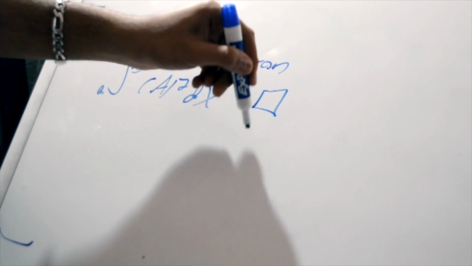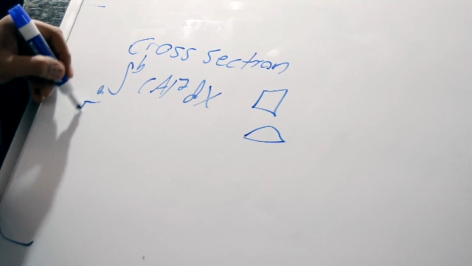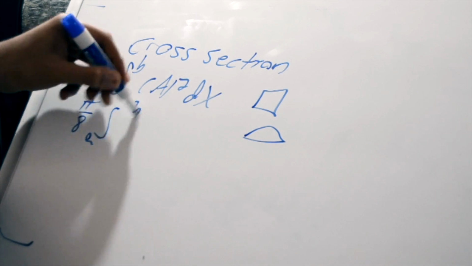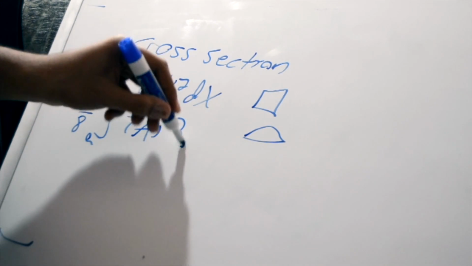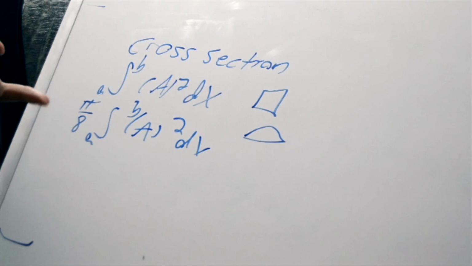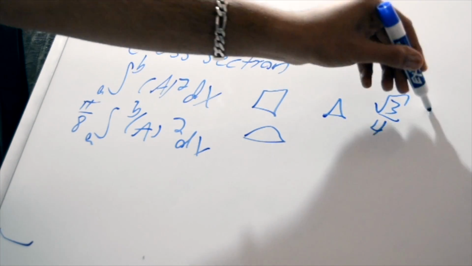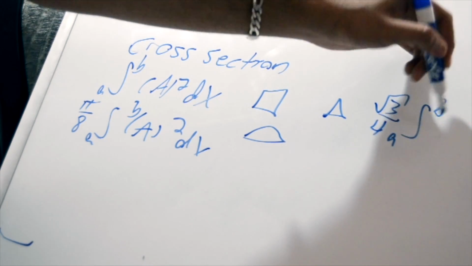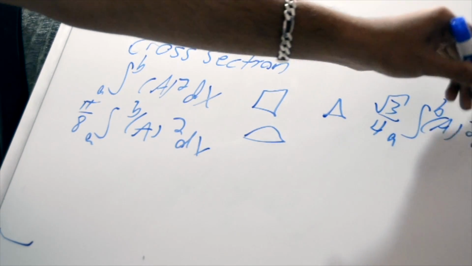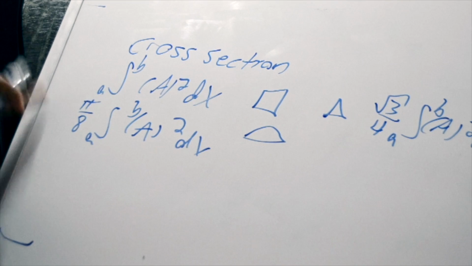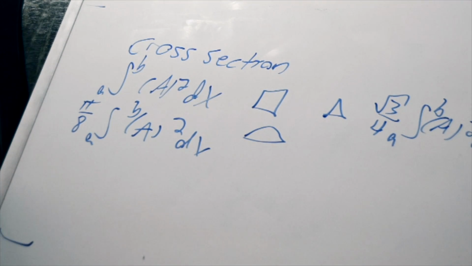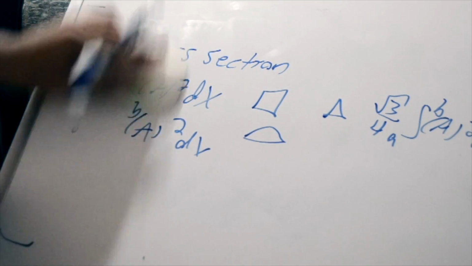If you have semicircles, you're going to have pi over 8 times the integral from a to b of area squared dx. And if you have equilateral triangles, you're going to have square root 3 over 4 times the integral from a to b of area squared dx. If you notice, pi is only in the semicircles. They also ask for isosceles triangles, which often are not tested, but just keep an eye out for that.